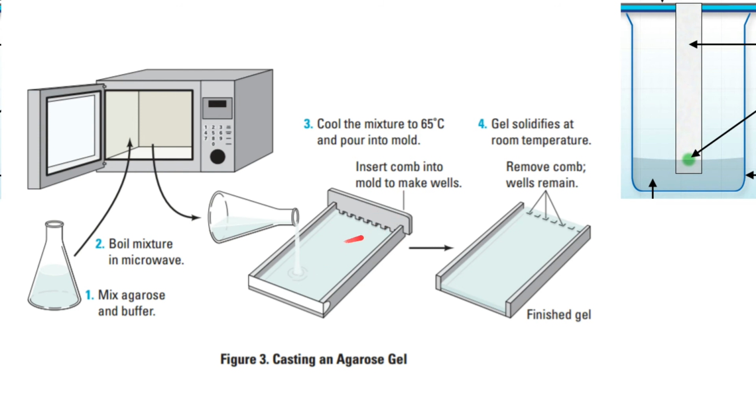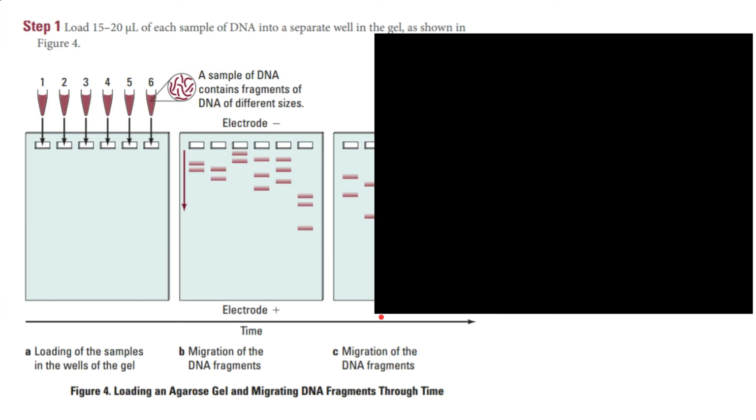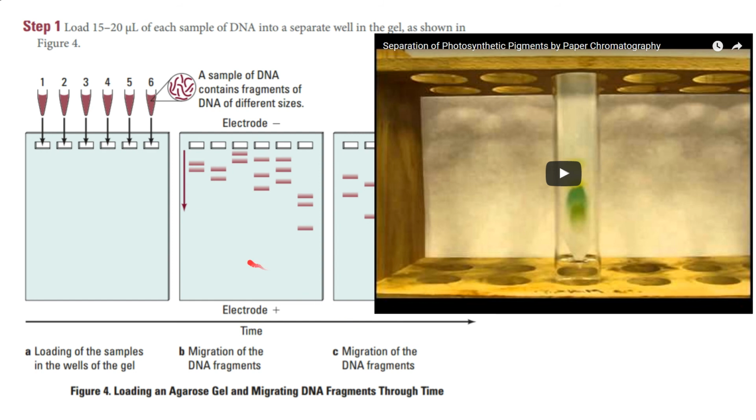All this liquid agar goes all around the comb, and then it solidifies and gets hard. We pull the comb out, and now there are these little wells, these little spots where we can squirt stuff in. So that's basically what we do. Then we take these samples and shoot them into the wells, turn on this electrode, and they're going to get pulled through.